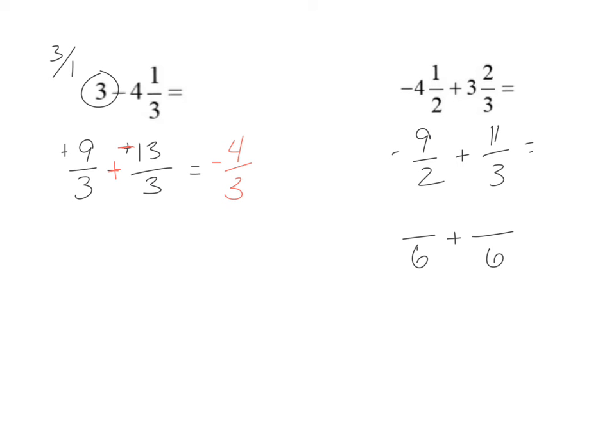Now, 3 times 2 got me 6, so let's do 11 times 2, which is 22. 2 times 3 got me 6, so 9 times 3 is 27. So I have negative 27 plus 22. My signs are different, so I'm actually going to end up subtracting them. Now I'm going to end up with negative 5/6. There you go.